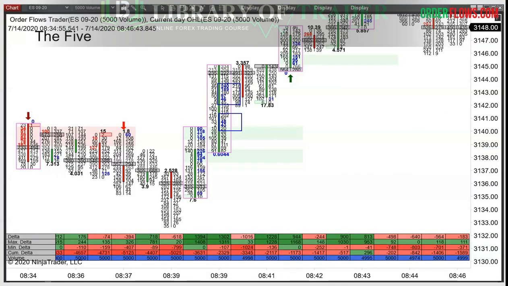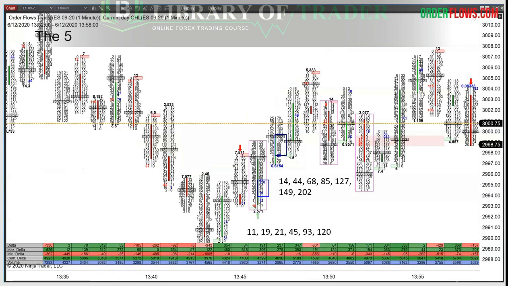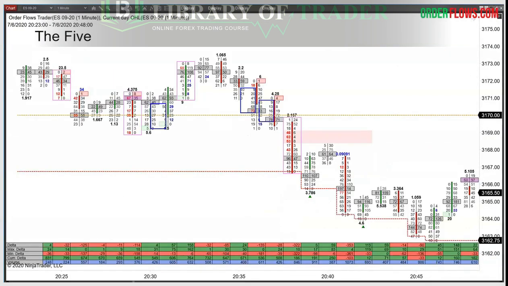And people are going to ask, how long do you hold it for? Well, it depends on the type of trader you are and the type of chart you're looking at. I'm trying to throw in different types of chart. This is an E-mini 1-minute chart.